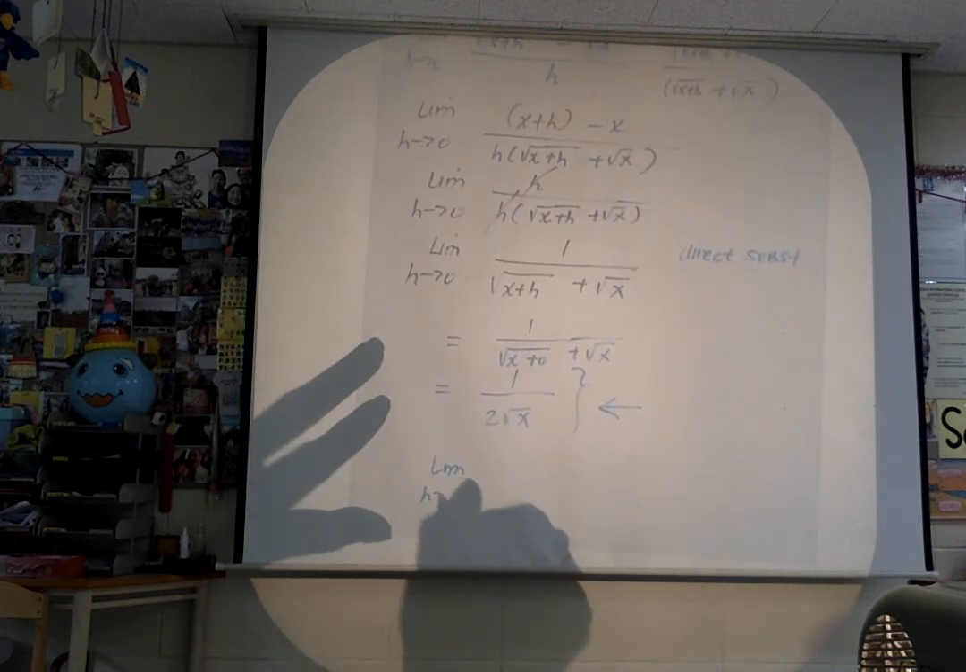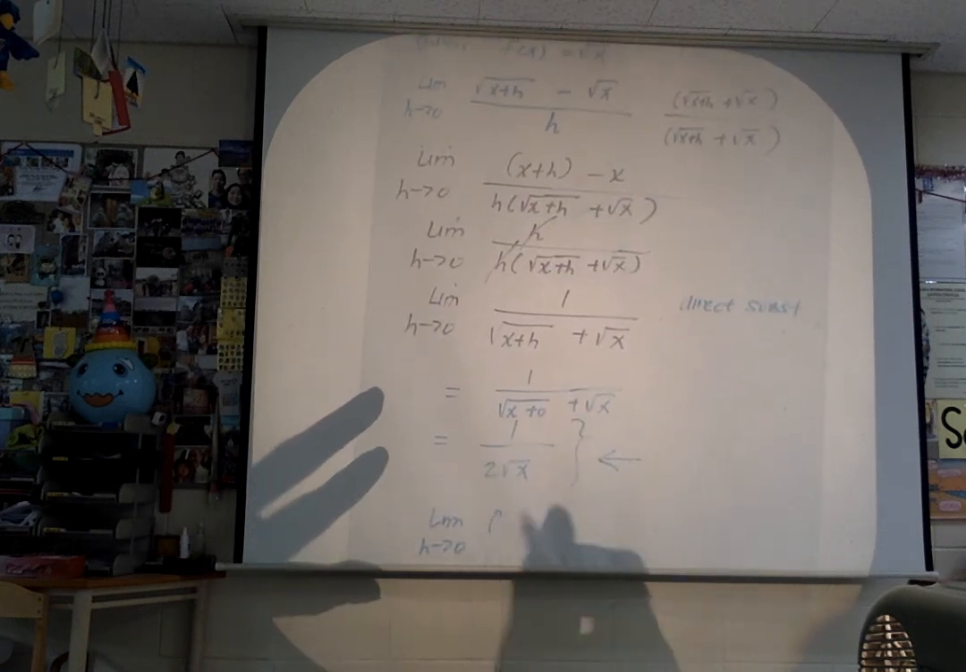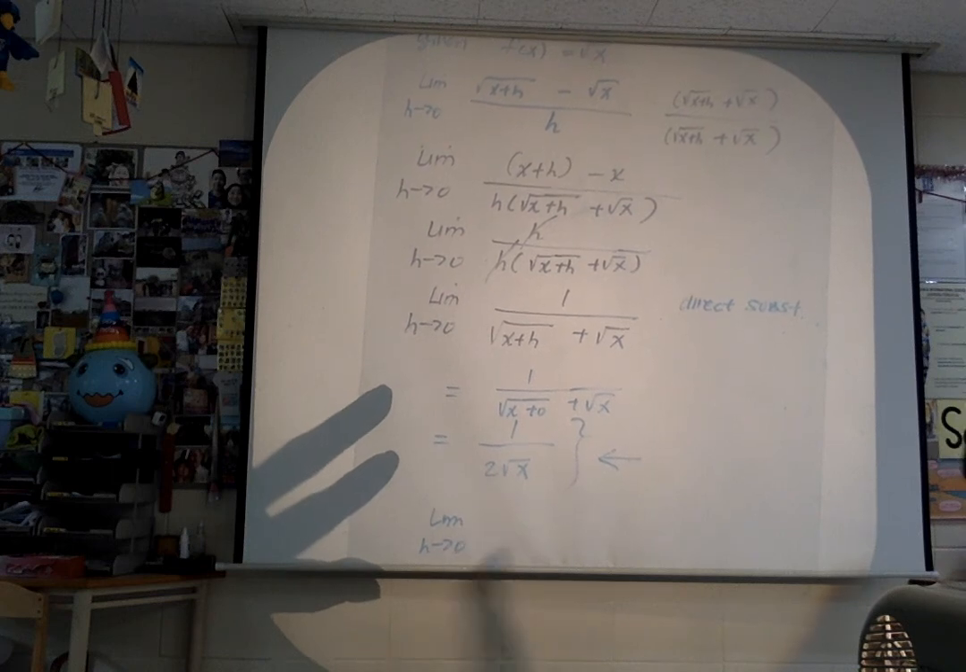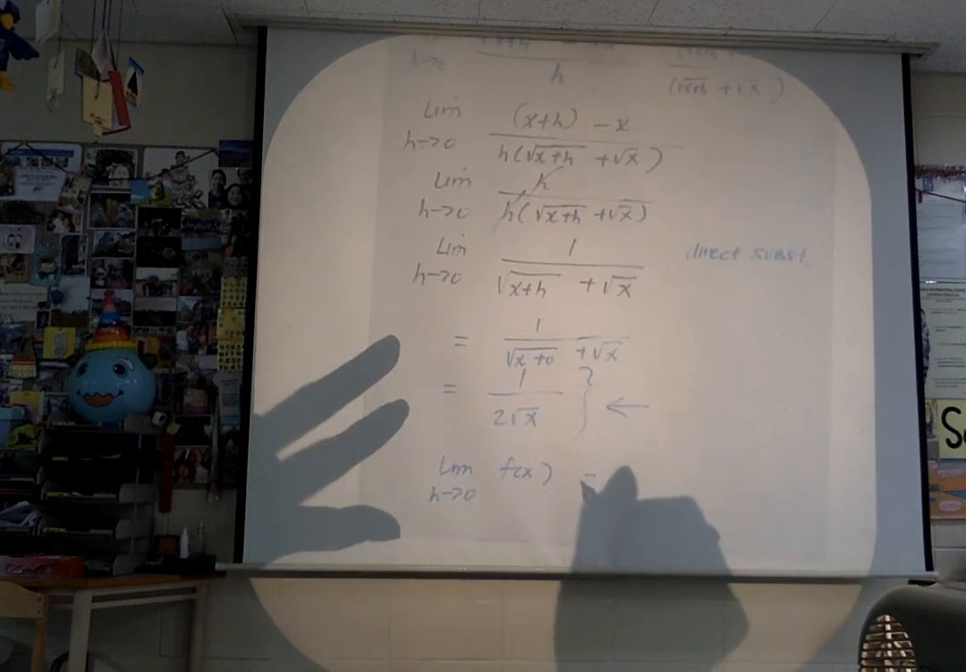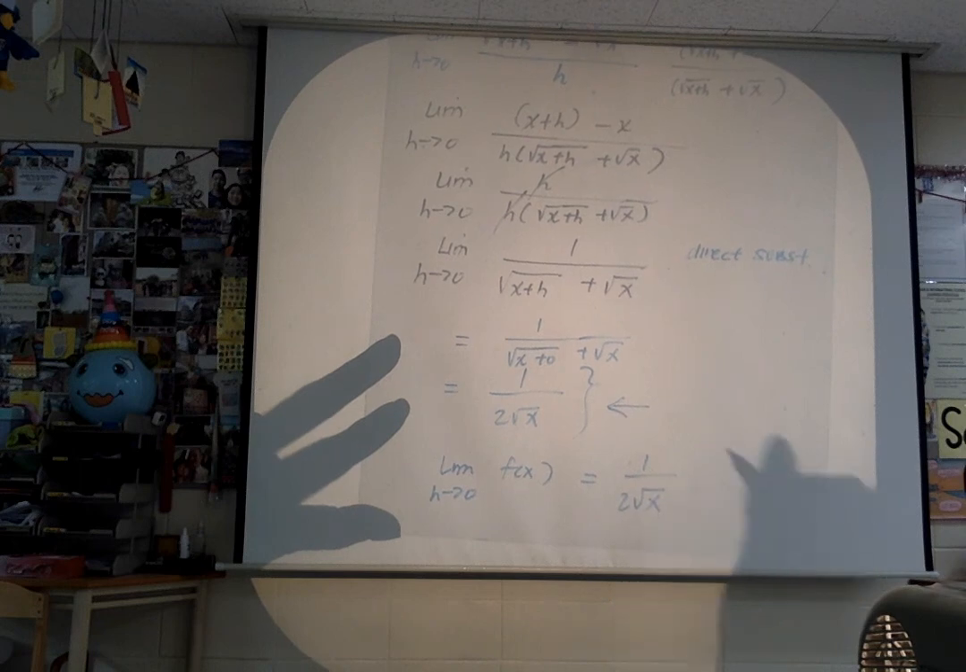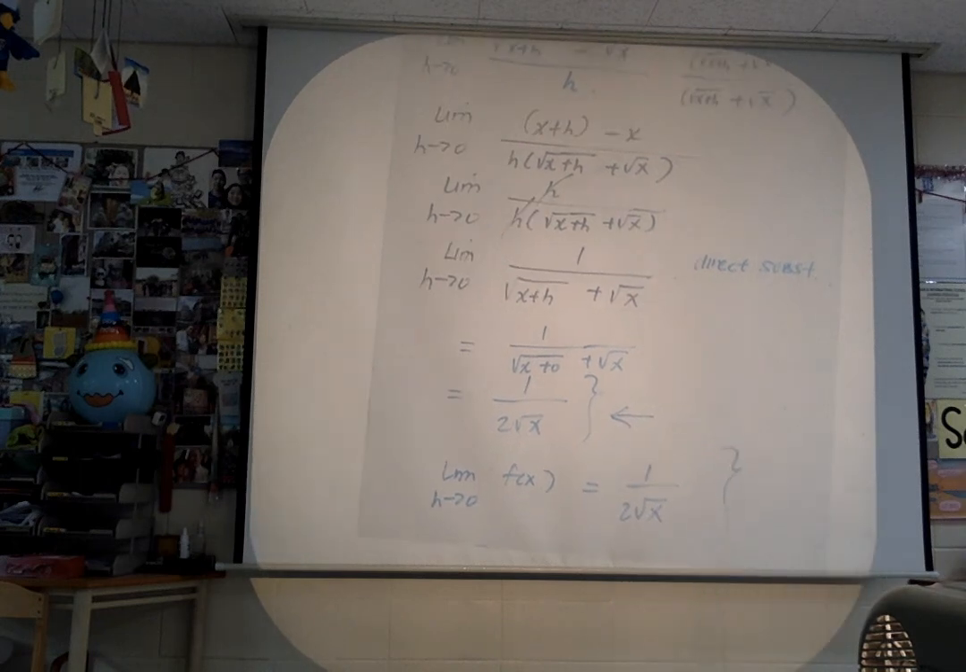It's going to be so cool. So the limit as h approaches 0 of our given function, square root of x, is going to be 1 over 2 root x. And you'll see what this beautiful thing means. So try that for homework, okay? Good luck. Bye.